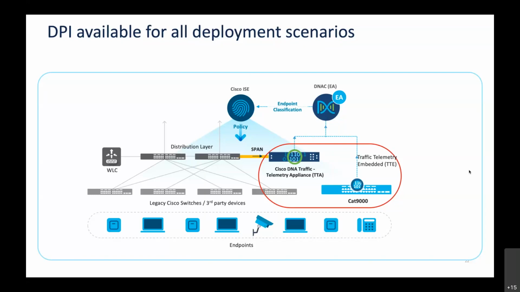Again, the easiest and ideal is if you have Cat 9K infrastructure, you have DNA Center licensing and ICE, you have everything you need to take advantage of endpoint analytics. And in the event that you don't have Cat 9Ks, again, we can deploy this traffic telemetry appliance and span traffic and accomplish the same outcome.